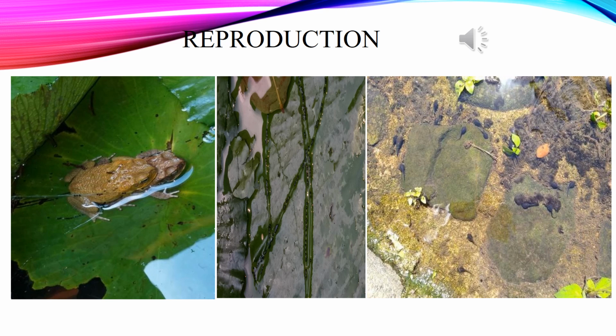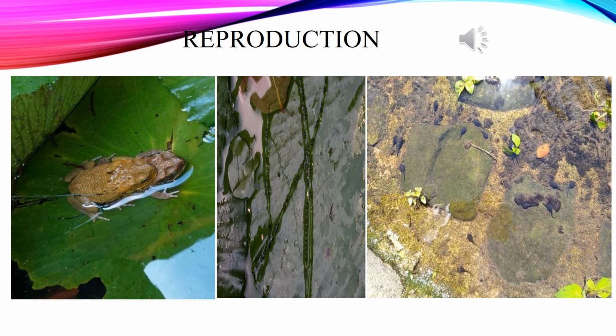The reproduction of frog species begins when the male climbs on top of the female's back and clasps his forelegs around her middle. It takes about 20 minutes for these two frogs to remain in that position. After that, when the female releases her eggs, the male also releases his sperm into the water at the same time. Frogs can lay up to 4,000 eggs at a time.